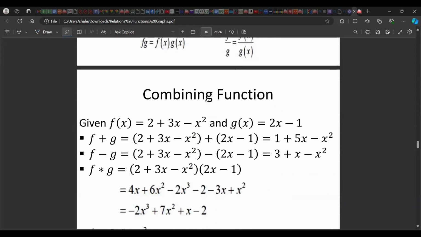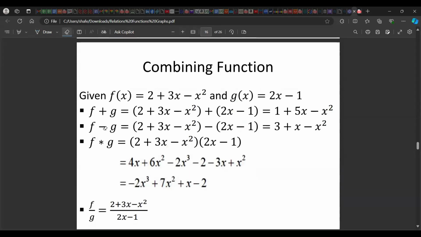So let's go up. This is a nice example here. So we're adding, we're subtracting, we're multiplying, right? I'm going to use the asterisk here to mean multiply, and then we're going to divide. So you have two functions. This is one, f(x) = 2 plus 3x minus x squared. And another function, g(x) = 2x minus 1.